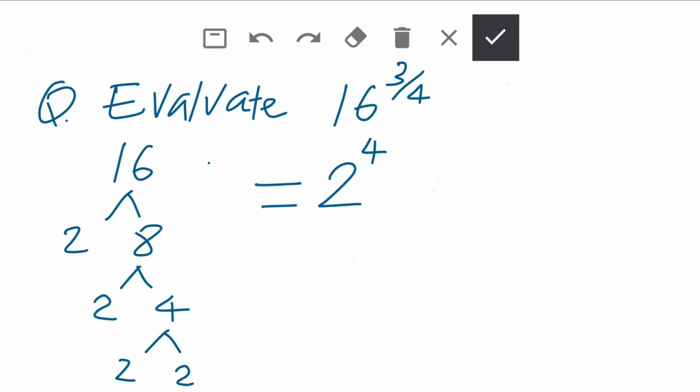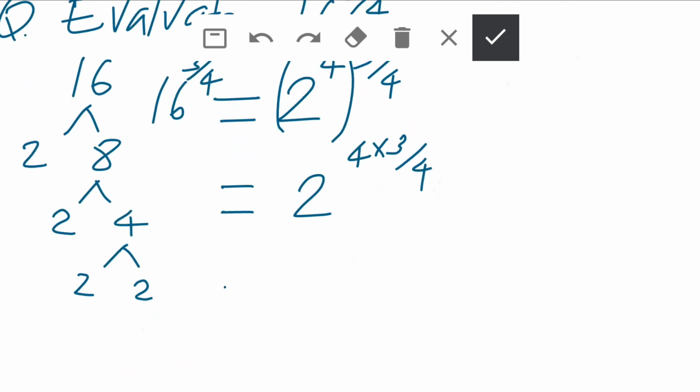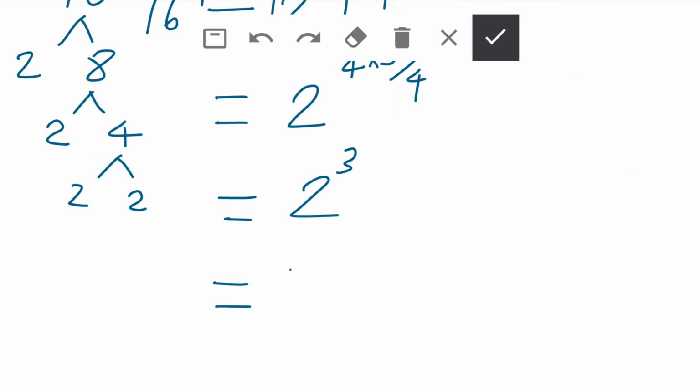So instead of writing 16 to power 3 over 4, we shall write 2 to power 4, but then everything is to power 3 over 4. And when we reach this point, we shall multiply the powers. So this is the same as 2 raised to power 4 times 3/4. Of course, 4 over 1 times 3 over 4, so we shall end up with 2 cubed, which can further be simplified to give us 2 times 2 times 2, which is 8.